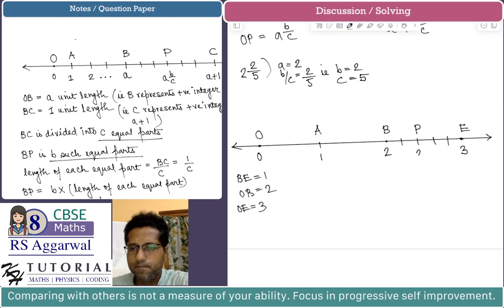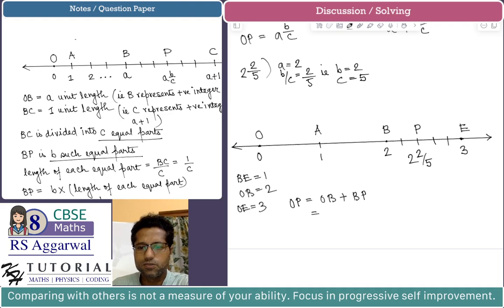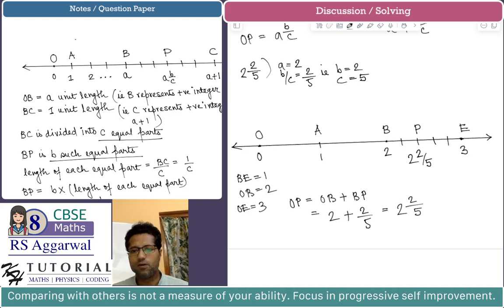So this point P will represent 2 and 2 by 5, because the point P is at distance 2 by 5 from B, and B is at a distance of 2 units from the origin O. So OP is equal to OB plus BP. What is OB? OB is 2. And what is BP? BP is 2 by 5. So 2 plus 2 by 5 is nothing but 2 and 2 by 5. So the point P represents the rational number 2 and 2 by 5.